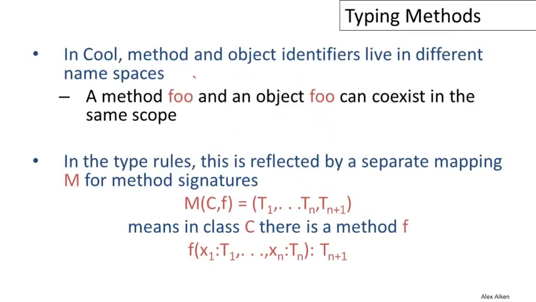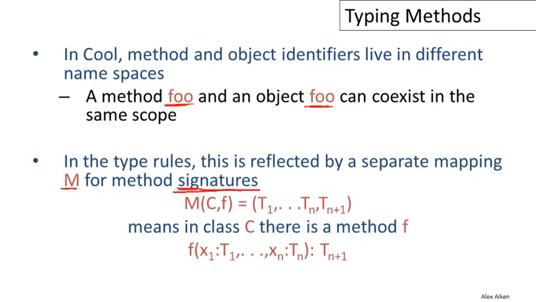An added wrinkle in COOL is that method and object identifiers live in different namespaces. That is, it's possible in the same scope to have a method called foo and also an object called foo, and we won't get the two confused. They are different enough and used differently enough in the language that we can always tell when we're talking about the object foo and when we're talking about the method foo. What this means, in effect, is that there are two different environments in COOL, one for objects and one for methods. And so in the type rules, this is going to be reflected by having a separate method environment that's going to record the signature of each of the methods.